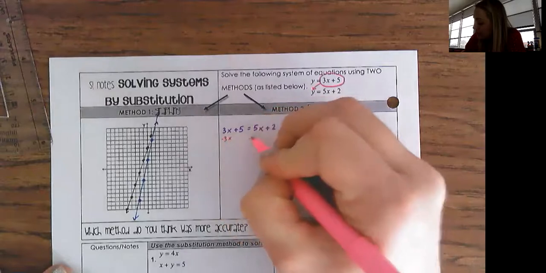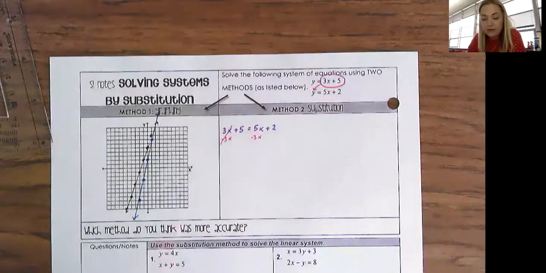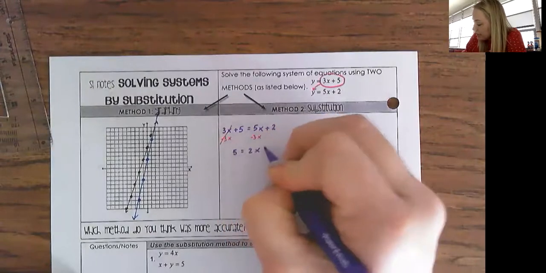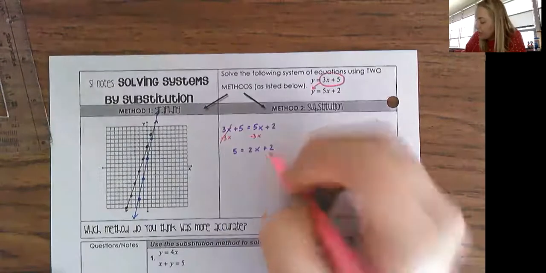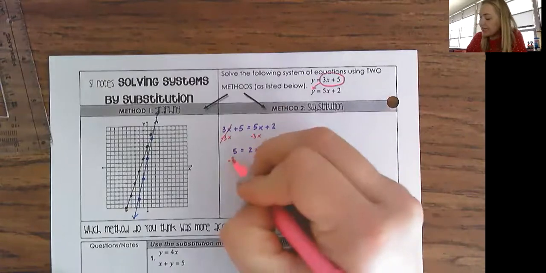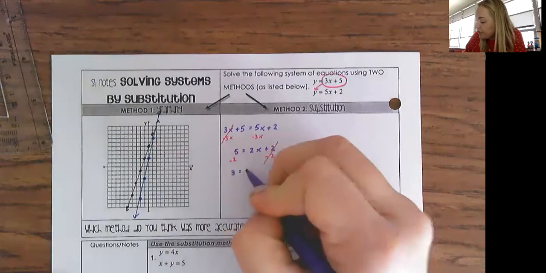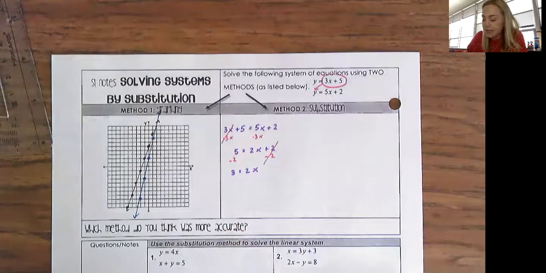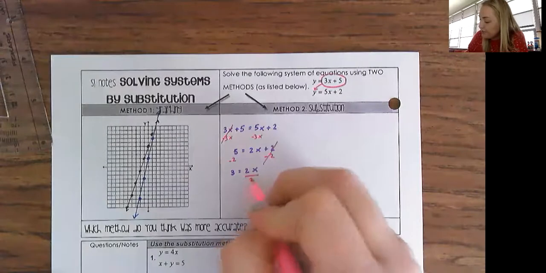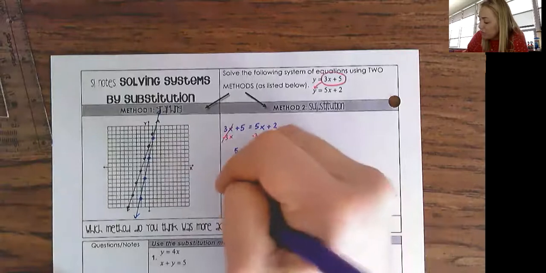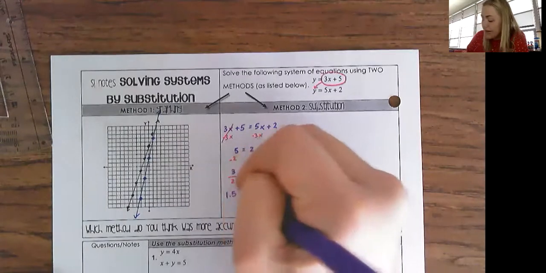So I can subtract 3x from both sides. These will be gone. And I have 5 equals 2x plus 2. I can subtract 2 from both sides. Notice how I'm keeping my work nice and neat. Please make sure you do the same. 5 minus 2 is 3 equals 2x. Last thing I can do, divide by 2, divide by 2. So I have 3 halves. I'm going to leave that as 1.5 equals x.